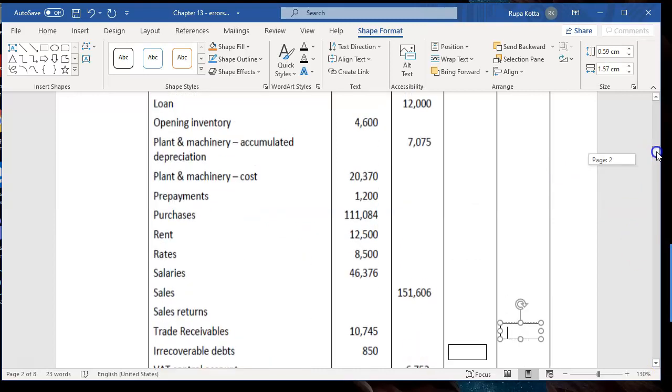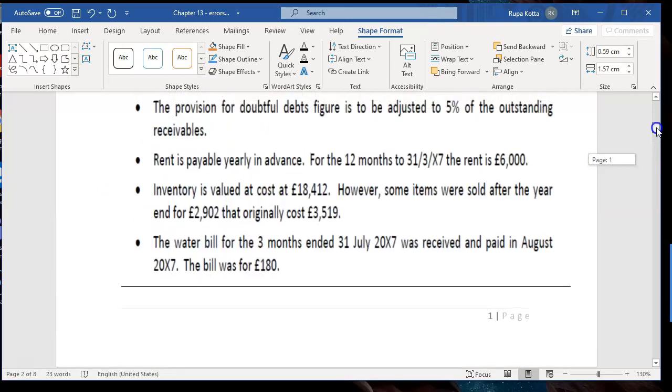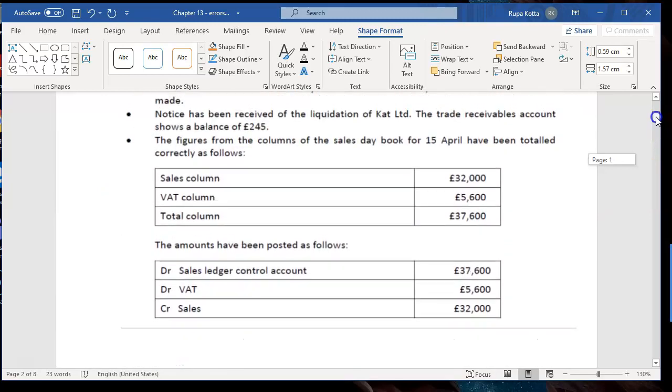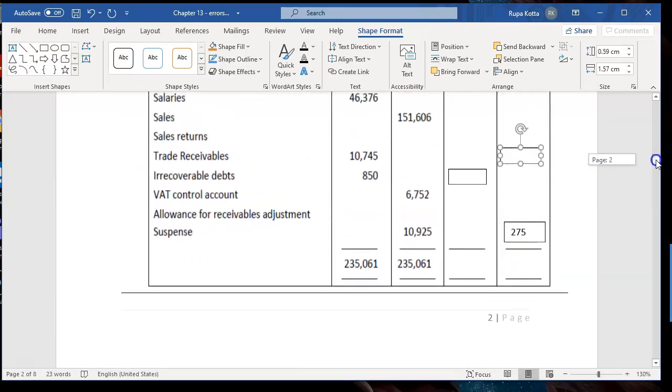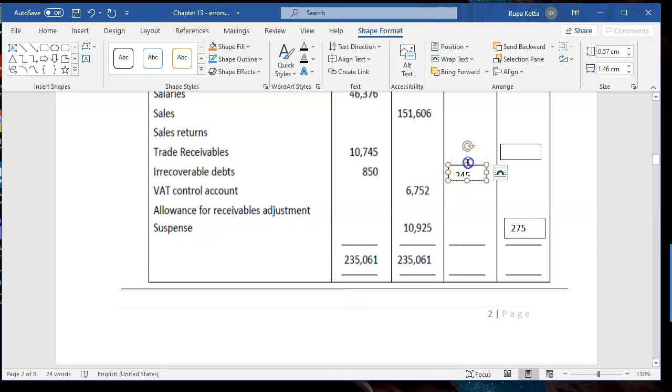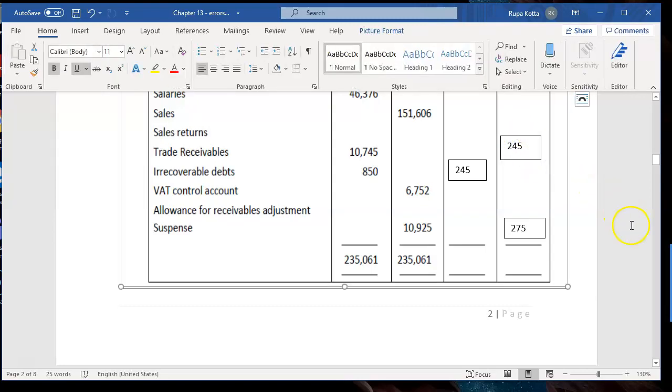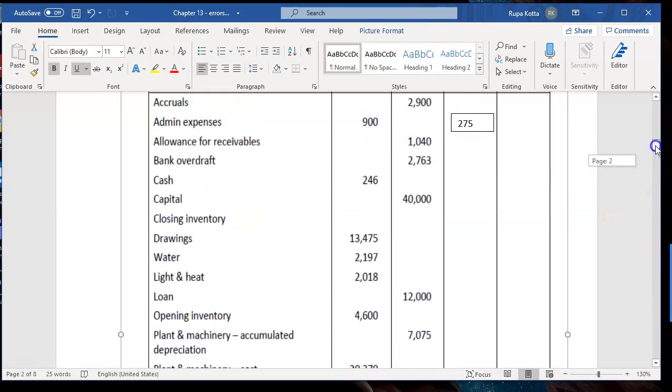So let's go back. It is 245. So this 245 is now going to be declared as an irrecoverable debt. So 245 in the irrecoverable debts account on the debit side, because you are losing this money, and 245 in the SLCA or the receivable account because the asset value is decreasing. That is your second double entry. Let's look at the third one.